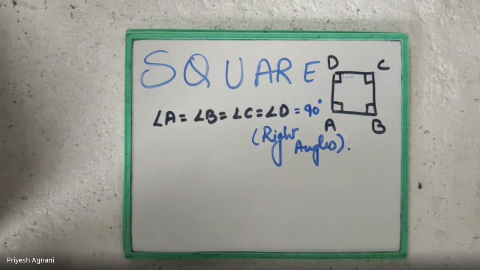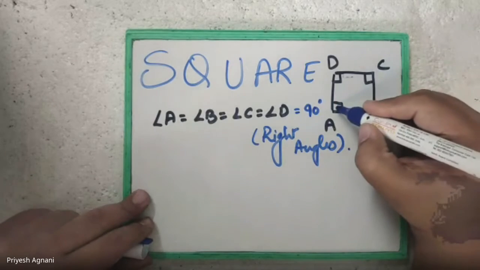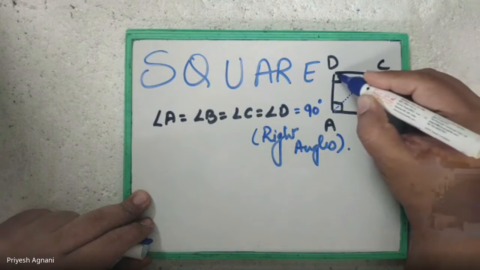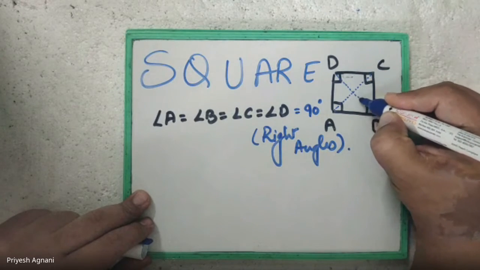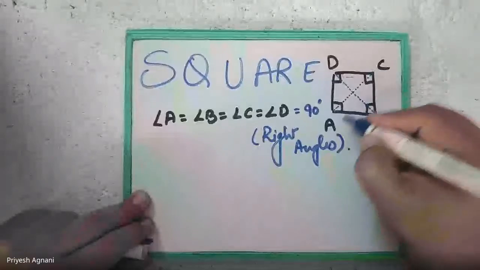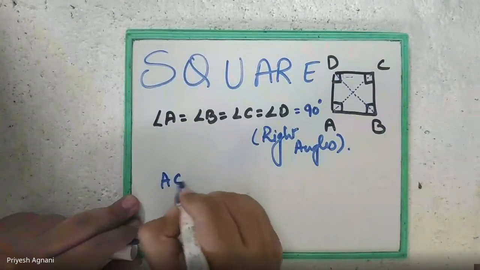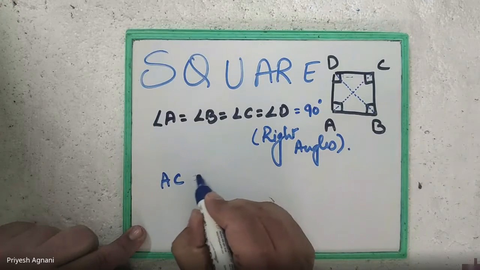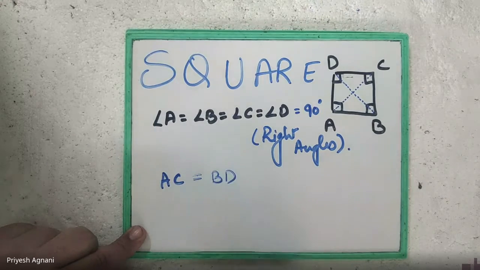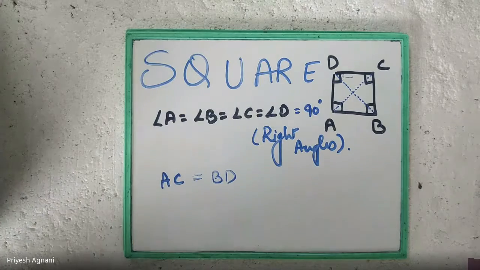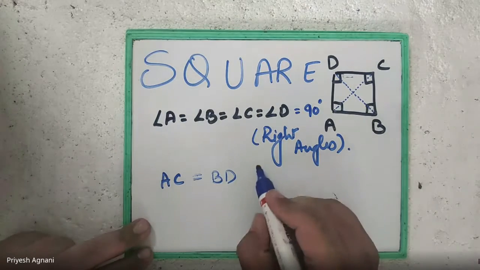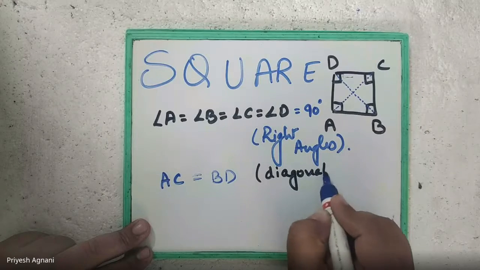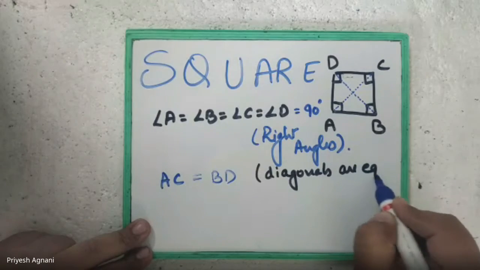Here, remember one thing: if there is a diagonal, can you see this is a diagonal? Here also we have a diagonal. So diagonal AC is equal to BD. This means diagonals are equal.